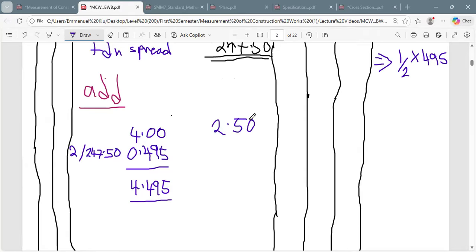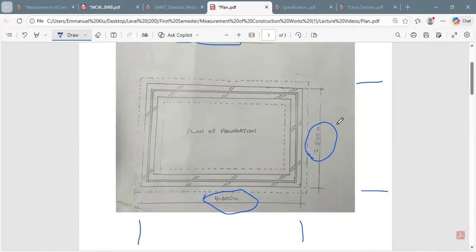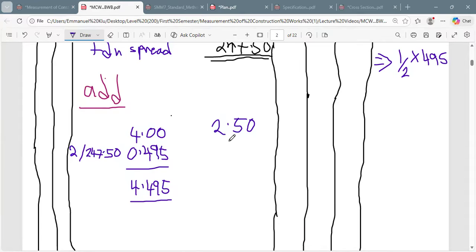This one is also going to give us, let's say, 2.50. The other side, this is the plan. I mean this side, this 2.50 meters. Let's add 0.495 to it. After adding the 0.495, you realize that we are going to get 2.995.